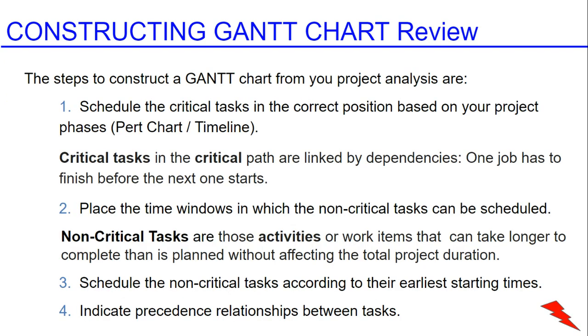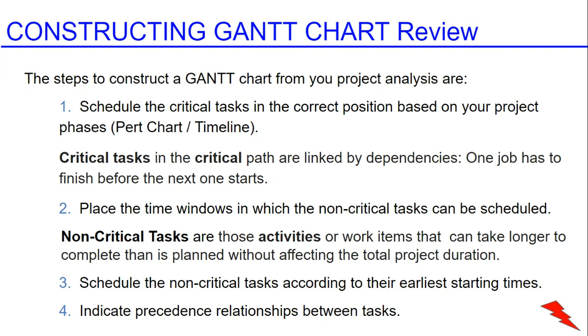So this is for your review. I want you to write this down. These are the 4 steps that we just talked about. Step number 1 is to schedule the critical tasks in the correct position based on your project phases, your PERT chart, and your timeline. Critical tasks and the critical path are linked by dependencies. One job has to finish before the next one starts.